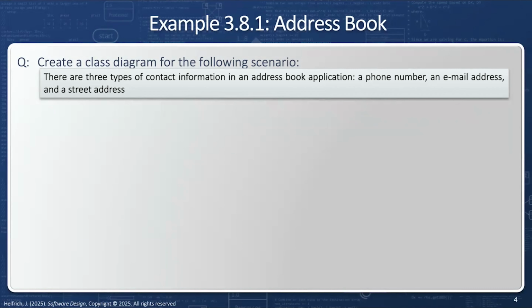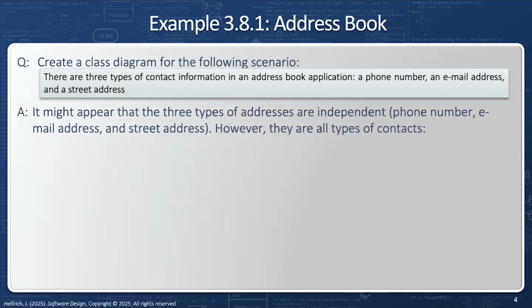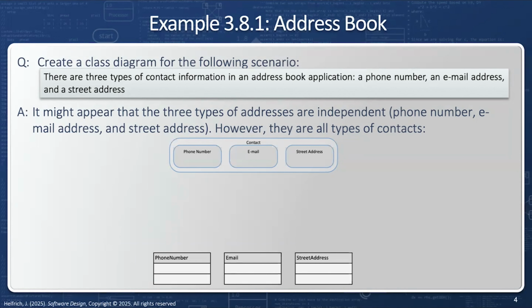Okay, let's take a look at an example. There are three types of contact information in an address book application: a phone number, an email address, or a street address. So let's see here. It might appear the three types of address are independent because a phone number, an email address, and a street address are quite different. However, they are all types of contacts. So let's take a look at our Venn diagram. We have a phone number, email, and a street address, but these are all types of contacts. So, I think this is a type of contact. ISA seems to be the right one.